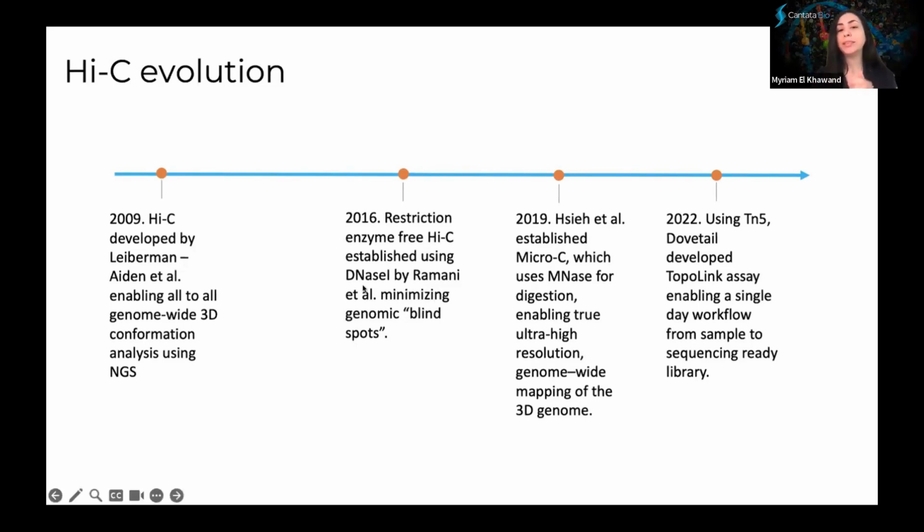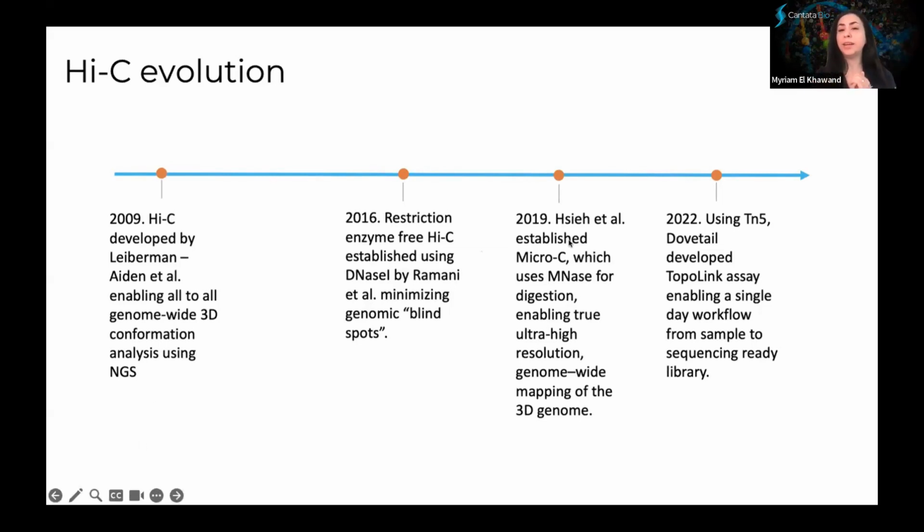So in 2016, a new method of restriction enzyme-free Hi-C was developed. And instead of using restriction enzyme to digest the chromatin, DNase was used to digest the chromatin. And by using DNase, you actually are getting a more uniform coverage of the genome. You're not limited to restriction enzyme sites, and you're not blind to sites that don't have these restriction enzyme motifs. So that was the first development.